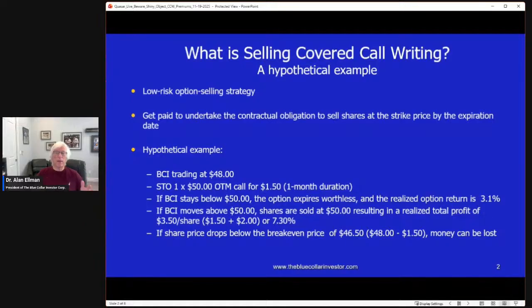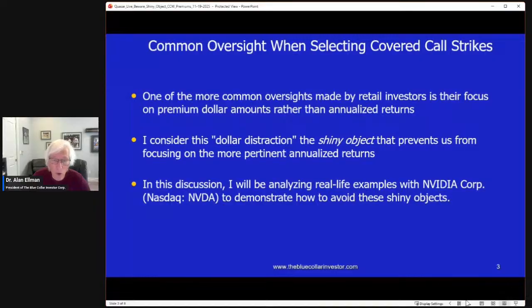Now, Steve, I'm not here to tell Quasar members that those are the only two outcomes. You can lose money if the price of the stock moves below the break-even price point of $46.50, 48 minus 1.50. We could start to lose money, and that's why we also need to be skilled at managing our trades. So there you have a hypothetical on covered call writing, and now let's move on to a common oversight when selling covered calls. Something I did back in the mid 90s when I started teaching myself this strategy as well. And most beginners tend to make this mistake.